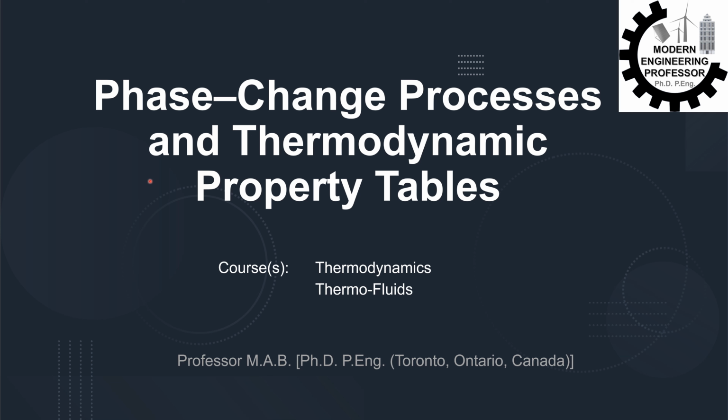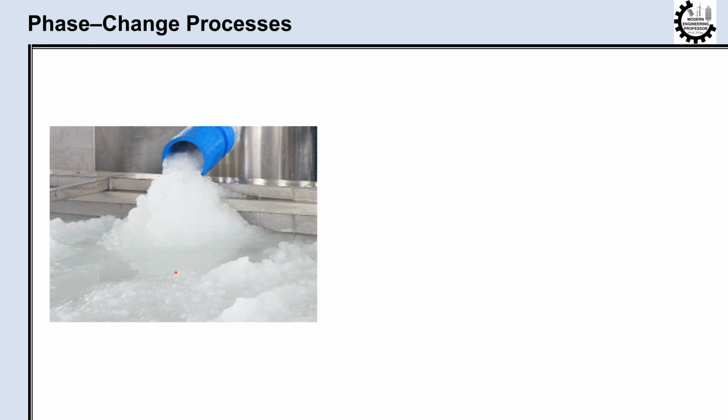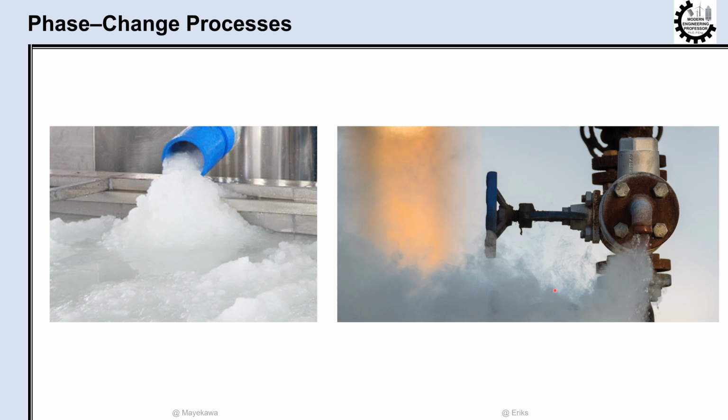Professor Mab here. The topic of today's lesson is phase change processes and thermodynamic property tables. There are many practical situations where two phases of a pure substance coexist in equilibrium. Water exists as a mixture of liquid and solid, or as a mixture of liquid and vapor in many industrial applications. Here, we use water as a familiar substance to explain the phase change processes. Other pure substances exhibit the same general behavior.